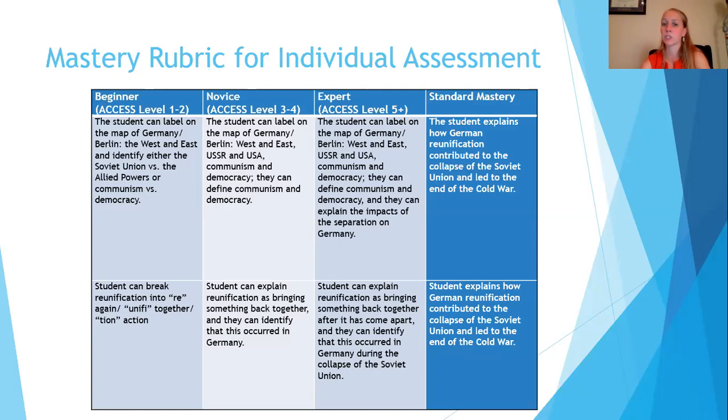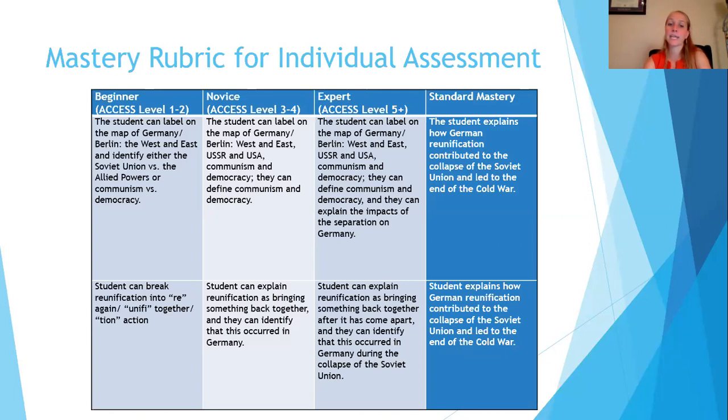My students who have a little bit more proficiency, those level 5s and above, might be starting to hit some of those standards. For my beginner students, I'm really looking for them to label on the map the difference between East and West, and hopefully identify either the Soviet Union versus the Allied powers or communism versus democracy. I just want to see some start to understanding of these concepts. Even putting some of the information on the map will show me that they're understanding a little bit more by using that visual.